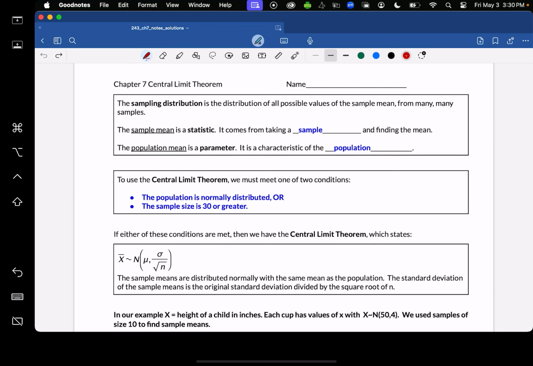So the sampling distribution, I think I made it pretty clear what that is in my video of the slides for the Chapter 7 presentation. The sampling distribution is the distribution of all possible values of the sample mean from many, many samples.